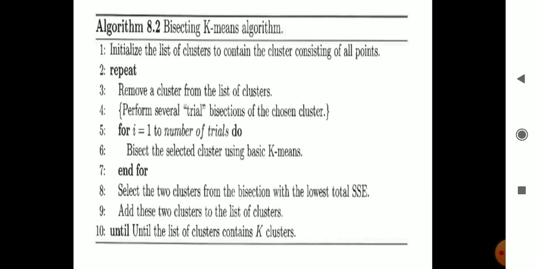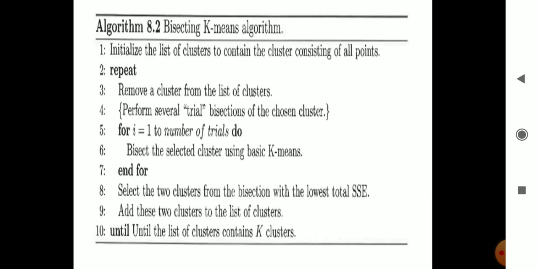Initially, the list of clusters contains the cluster consisting of all points. That means here you need to initialize the list of clusters. Then remove a cluster from the list of clusters. This process must be repeated until the list of clusters contains only K clusters, and for each trial from 1 to the number of trials, you need to divide the chosen cluster into two clusters.